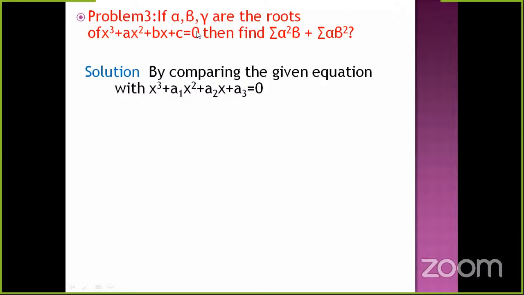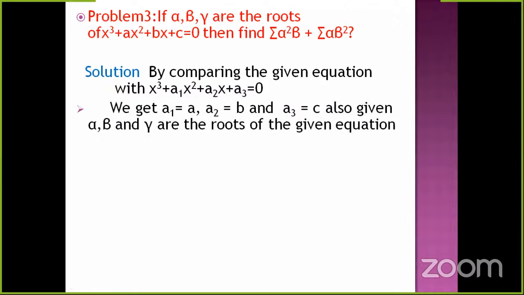Okay. So now by comparing this cubic equation with the standard cubic equation, that is x cube plus a1 x square plus a2 x plus a3 equal to 0, I will get a1, that is the coefficient of x square, is equal to a, and a2, that is the coefficient of x, is equal to b, and a3, that is the constant term, is equal to c. And also in the question, it has been given that alpha, beta, and gamma are the roots of the above equation. So from the known condition, S1 value will be equal to minus a1. So what is S1? S1 will be the sum of the roots, that is alpha plus beta plus gamma, which is equal to minus a1.